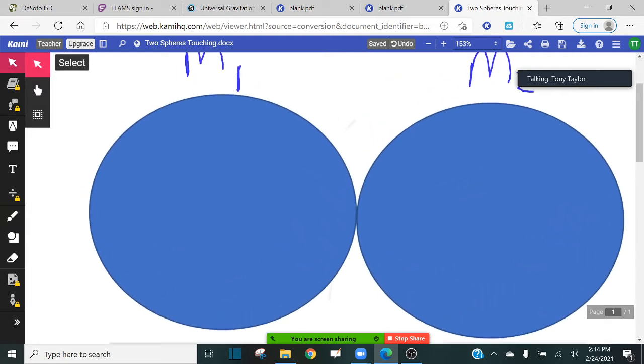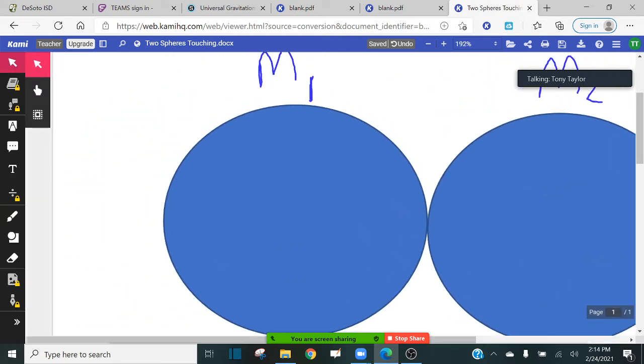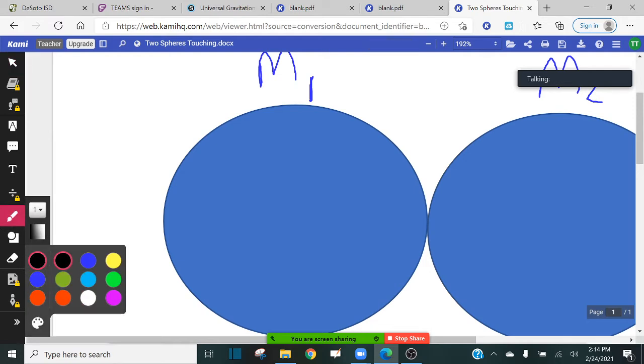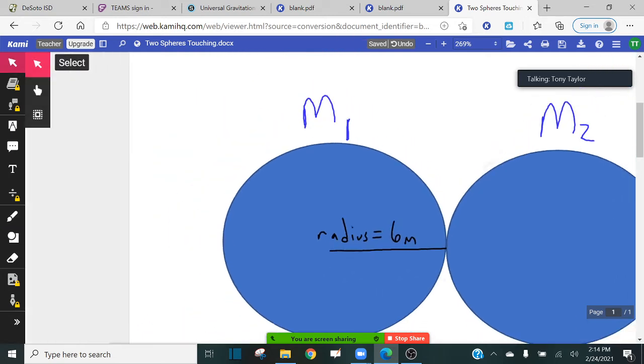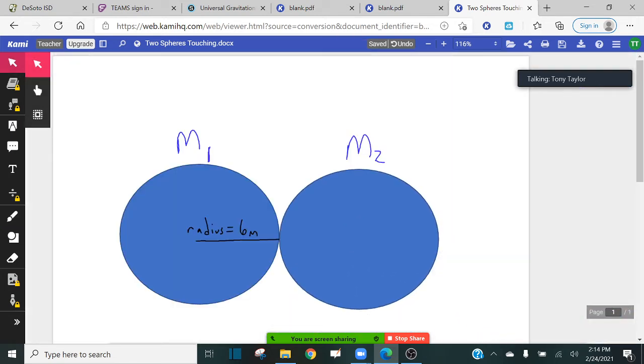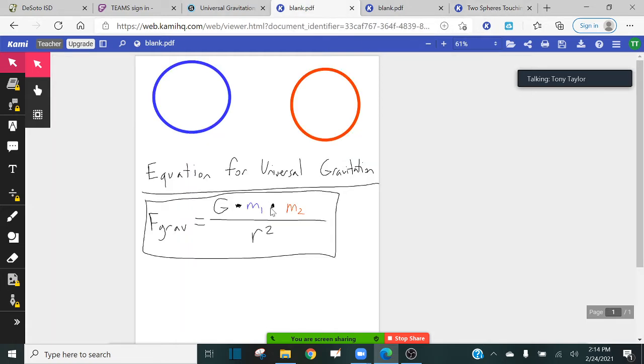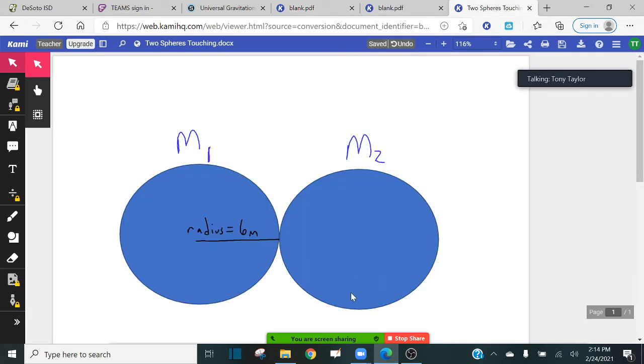Now, guys, let me ask you a question. Let's say the radius of one of these spheres is equal to 6 meters. Can someone tell me, if the radius of one of these spheres is equal to 6 meters, what am I going to put in this equation for R? Can someone tell me in the chat box?